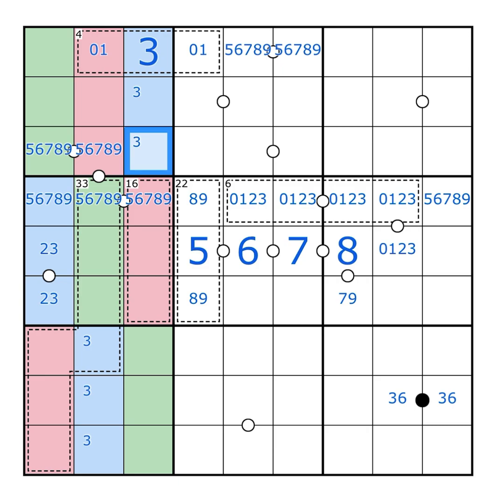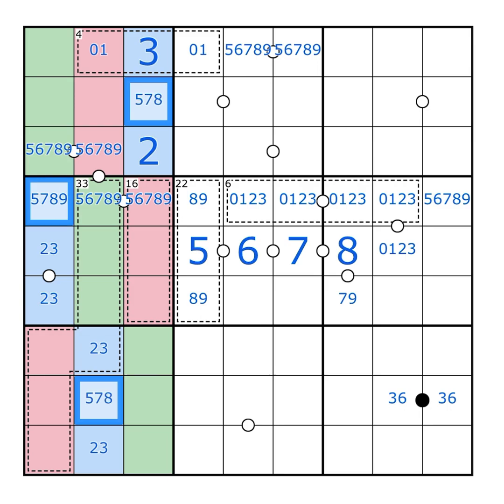Can't be next to the 3 or there would be a white dot, so that's not a 3. That's not a 2 or a 3. The 3 and 2 down here have to be separated. And the third digit in this blue group is not a 6. It is a 5, 7, 8, or 9.